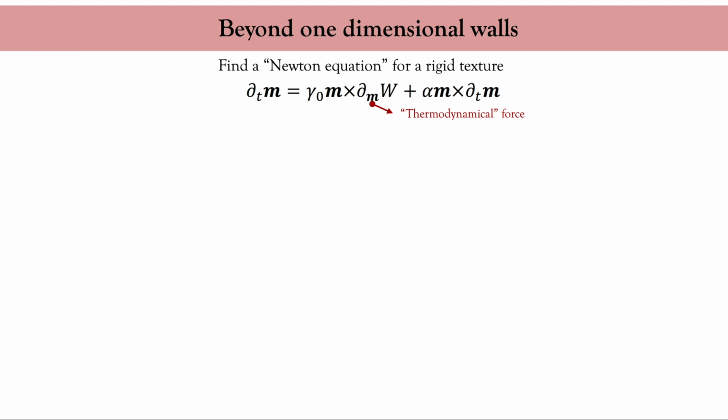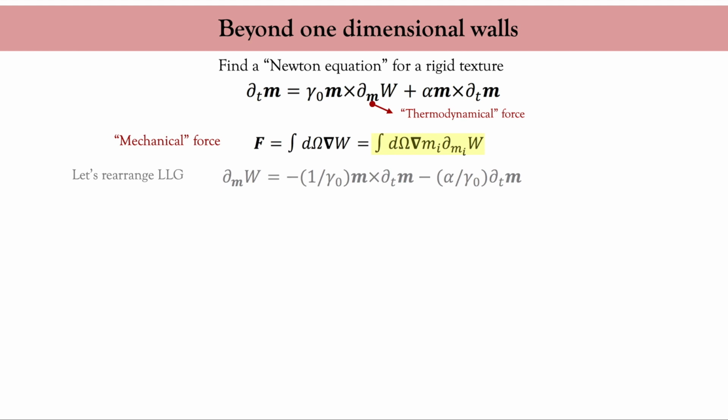From the magnetic energy, I can also define a mechanical force that is associated with the derivative of the magnetic energy with respect to space. When the magnetization varies in space, I can express the mechanical force in terms of the thermodynamical force. Now I want to see how this mechanical force is related to the motion of my rigid magnetic texture. To do so, I need to express the thermodynamical force using the LLG equation.